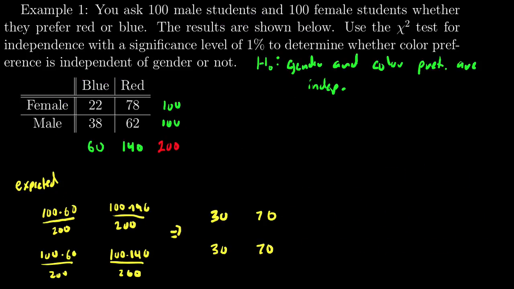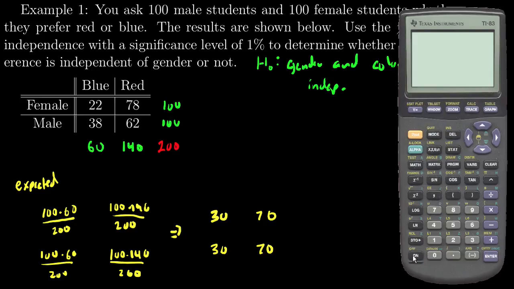So going back to this, the calculator is really easy. I'm just going to put this into a matrix. So let me go into my calculator and go into the matrix. I'll put this into matrix A. It is a 2 by 2, so 2 by 2. And we have 22, 78, 38, and 62.